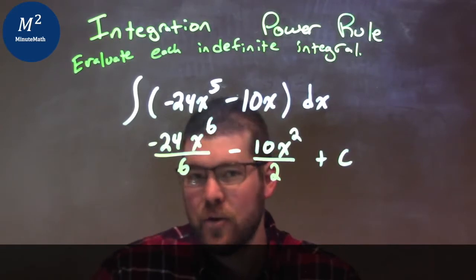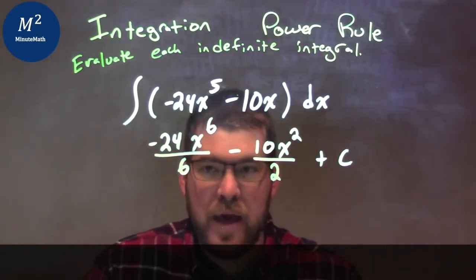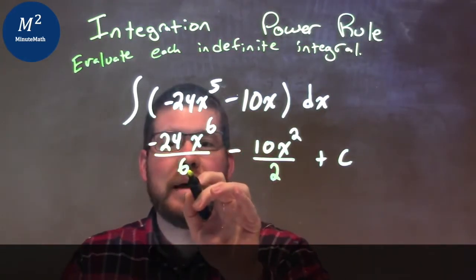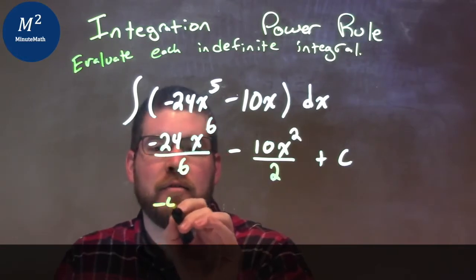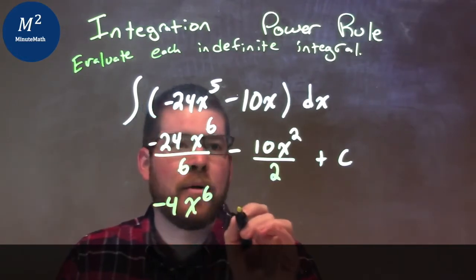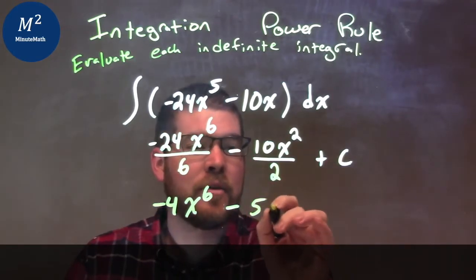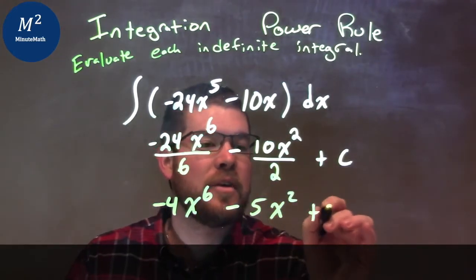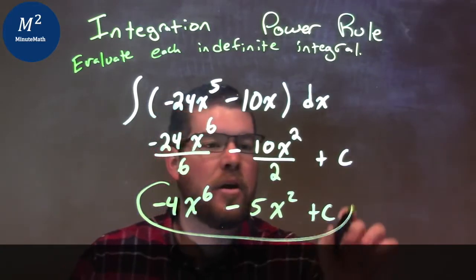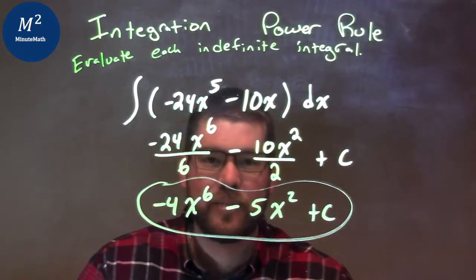So now I've taken the integral, I just need to simplify that. So negative 24 divided by 6 is negative 4, so we have negative 4x to the 6th power minus, well, 10 divided by 2 is 5, so minus 5x squared plus c. And we have our final answer.